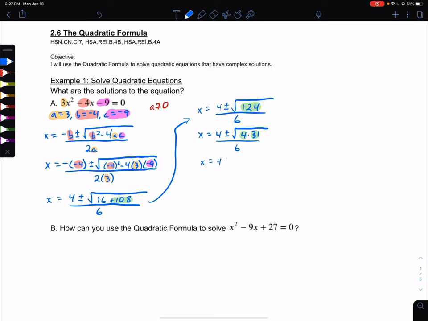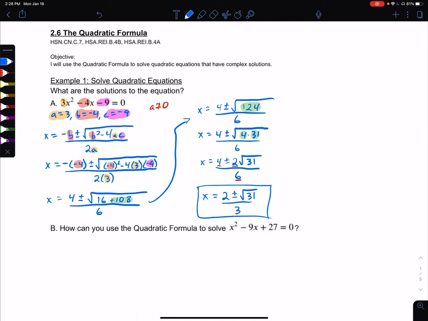So x would be equal to 4 plus or minus. I can now take the square root of the 4, which will come out as a 2, and then the 31 would remain inside. Again, a lot of times you're done here. However, in this specific problem, these three numbers all have a common, greatest common factor. 2 goes into all of them. So I'm going to reduce this expression to become 2 plus or minus radical 31 over 3. All right, so each of those, the 4, the 2, the 6, were each divided by 2, and then this would be our solution.